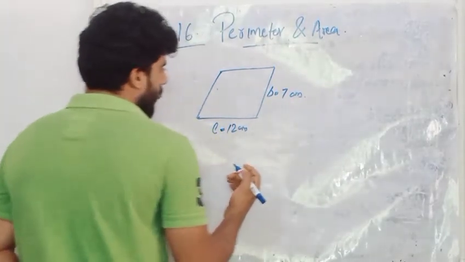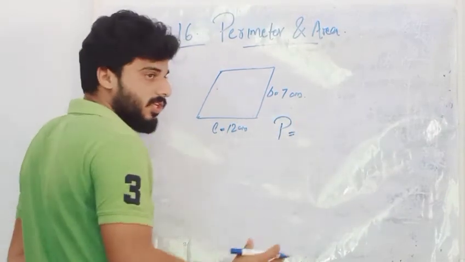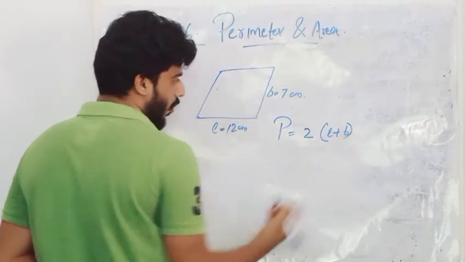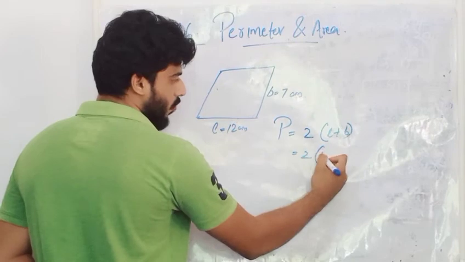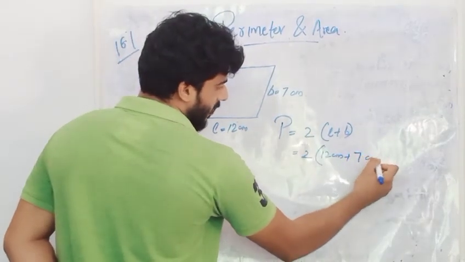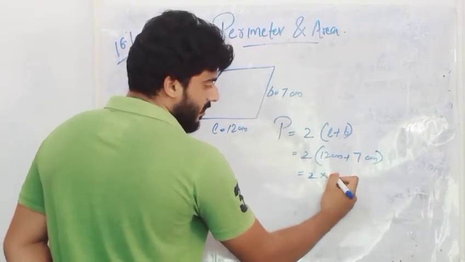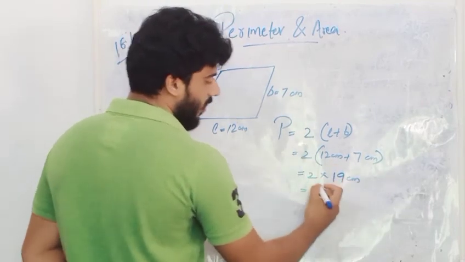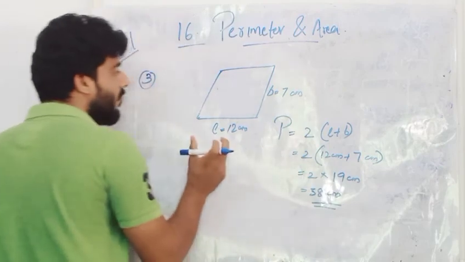We know that in order to find the perimeter of a parallelogram, the equation is 2 into (L plus B). Okay, what is the L given? It's a simple question. What is the L given? L is given as 12 centimeter plus B is given as 7 centimeter, which means 2 into (12 plus 7). 12 plus 7 is 19 centimeter. So our answer will be 2 into 19 is equal to 38 centimeter, the perimeter of the parallelogram.